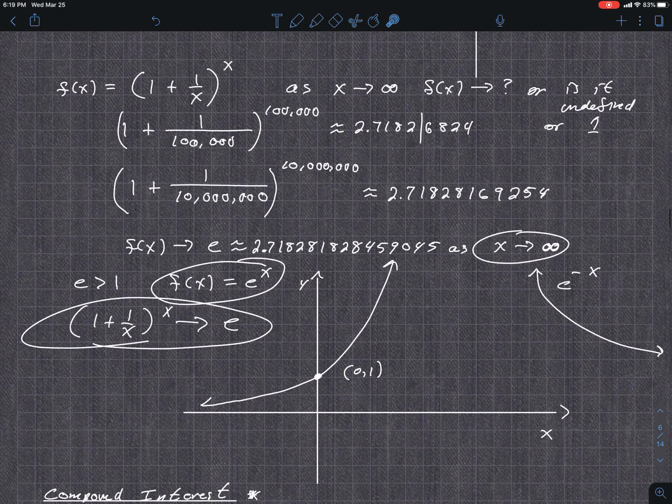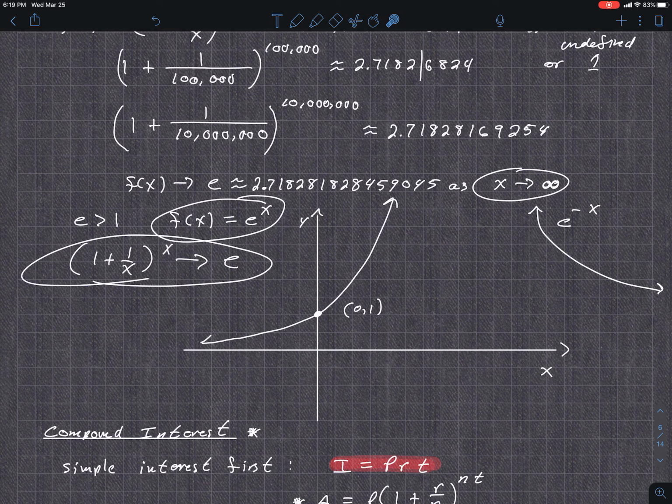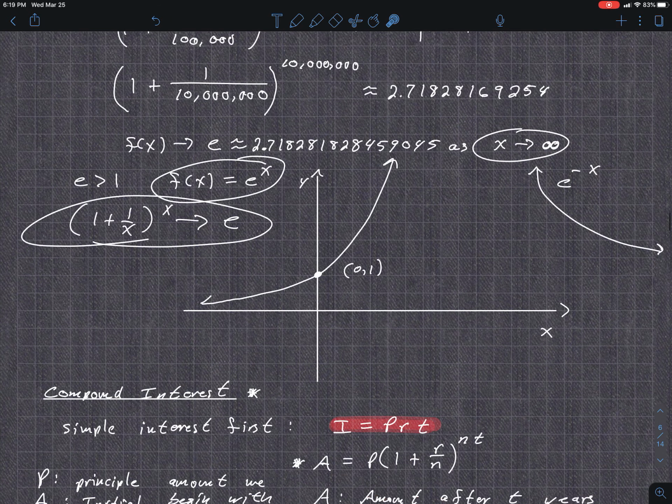We talked a little about this function, (1 + 1/x) to the x. As you approach infinity, this function converges, we say, to a finite number. So it converges to e, the number e. So e is approximately 2.71828, and then it doesn't repeat after that. It's irrational, and it's greater than 1, so it has this basic form, basic shape. So it's an increasing function.